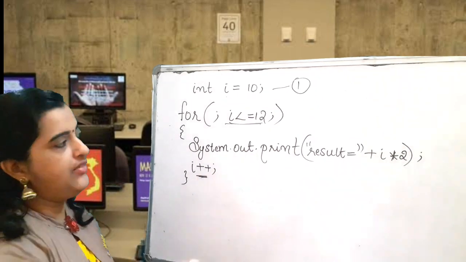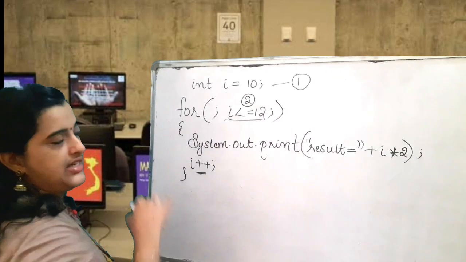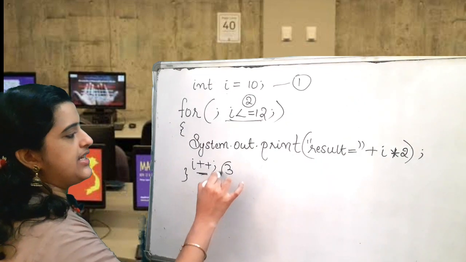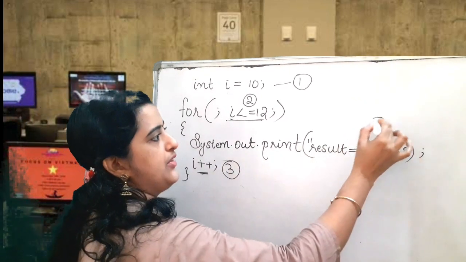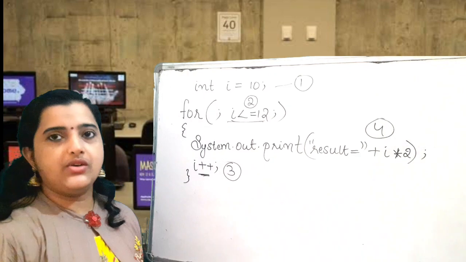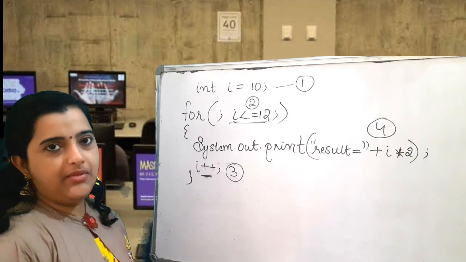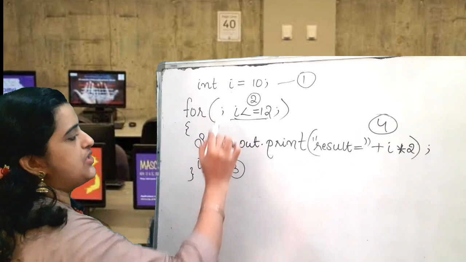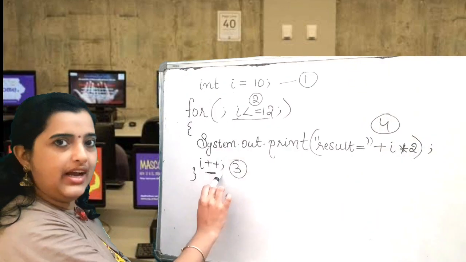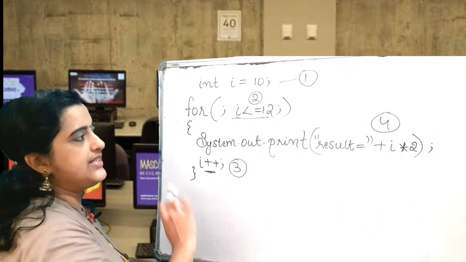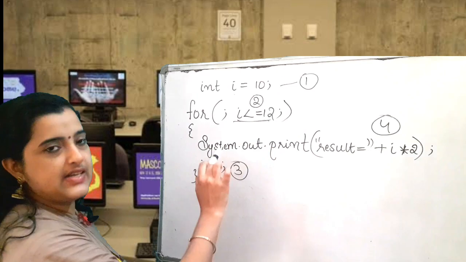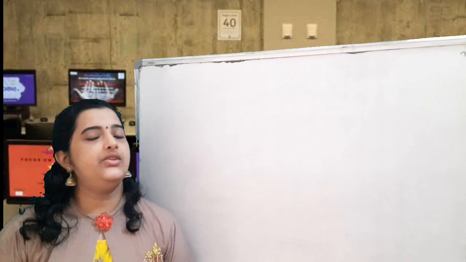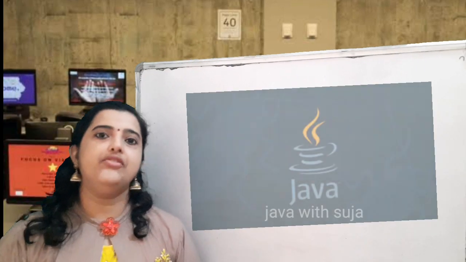Then after that what will come? Condition checking section, updation section and body of the loop is there. So the only change I made is I changed the position of the initialization section and updation section. But you can see that all these parts are compulsory, we cannot omit. So these are the variations allowed in a for loop.